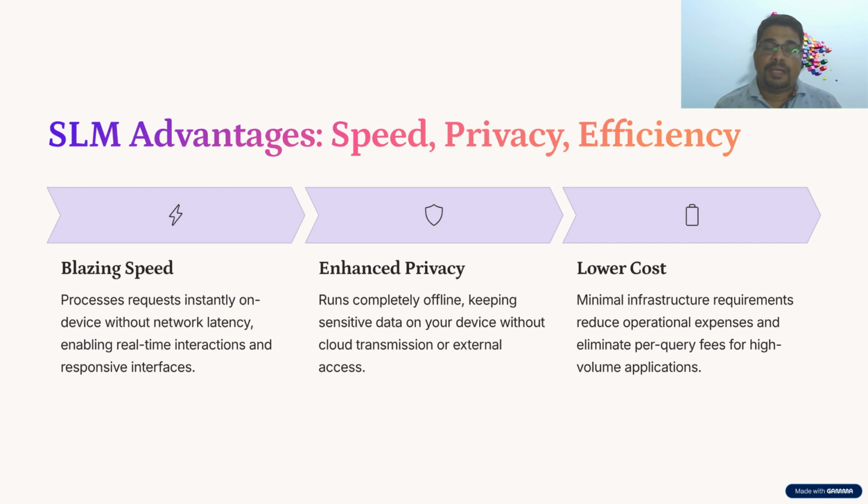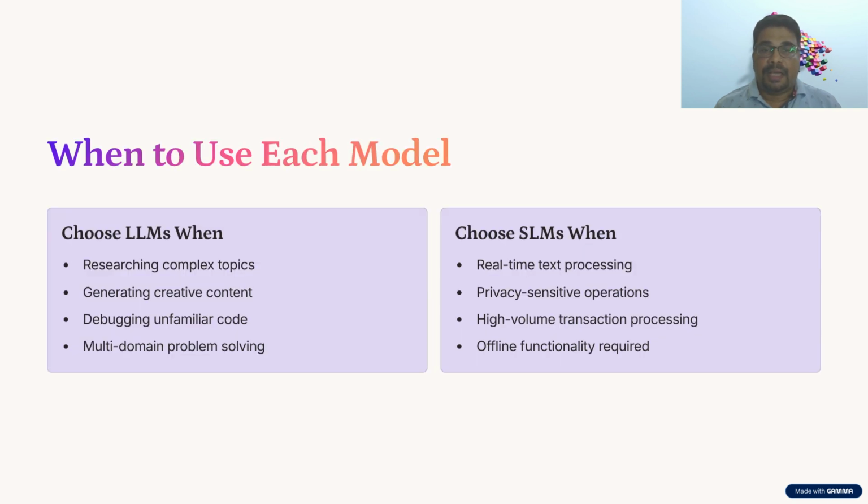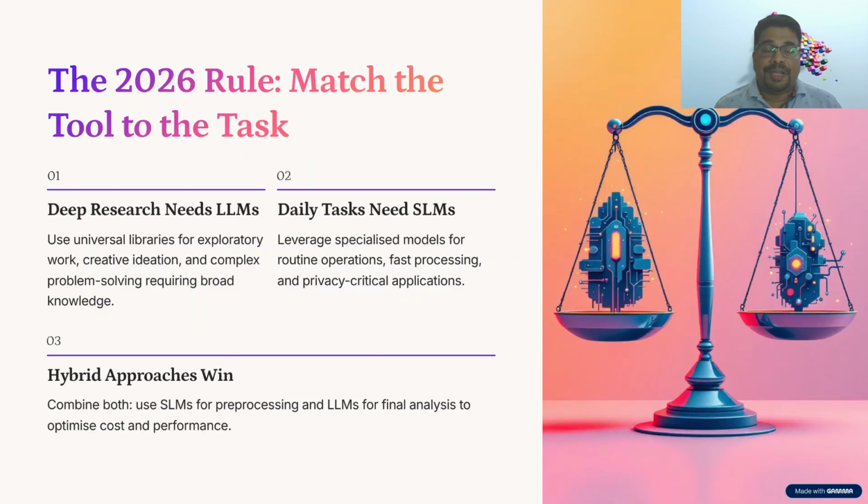If you ask it an obscure question about 14th century art, it's going to struggle, definitely, because its knowledge is not that broad, right? It trades wide knowledge for narrow speed. So the rule for 2026: use the library for deep search, but use the pocket guide for daily speed and privacy. That's how we have to look at it.